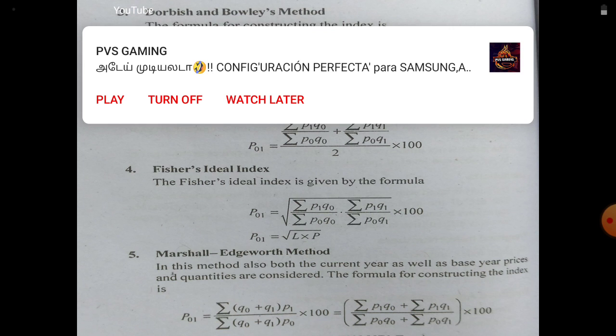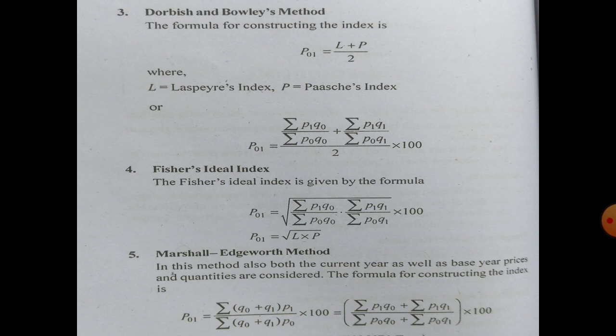The last one is Marshall-Edgeworth method. In this method also, both the current year as well as base year prices and quantities are considered. The formula for constructing the index number is P01 is equal to, for the numerator, summation of (Q0 plus Q1) into P1, divided by summation of (Q0 plus Q1) into P0, into 100. Otherwise, you can write it like this: summation of P1 Q0 plus summation of P1 Q1 in the numerator, and for the denominator, summation of P0 Q0 plus summation of P0 Q1, into 100.